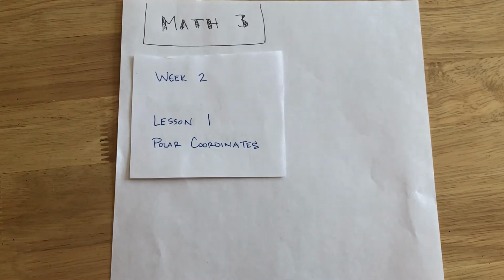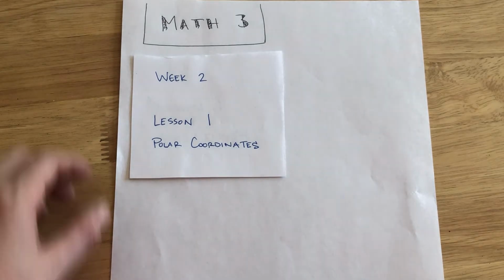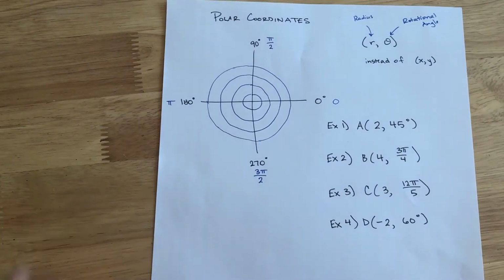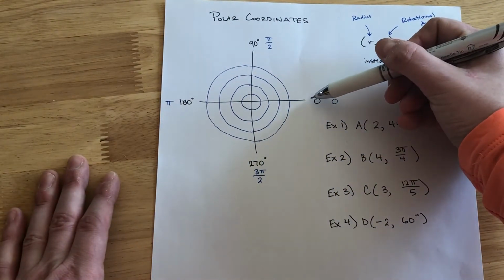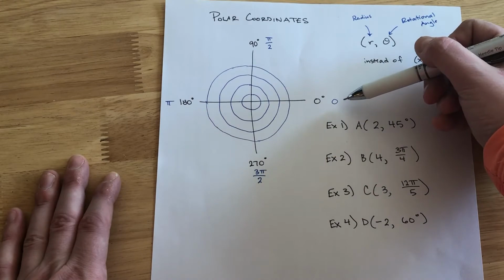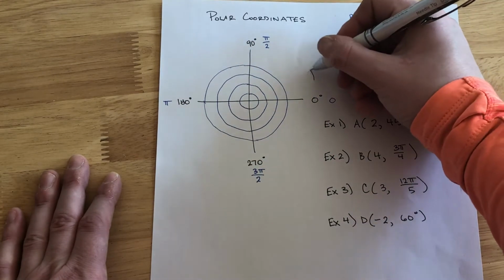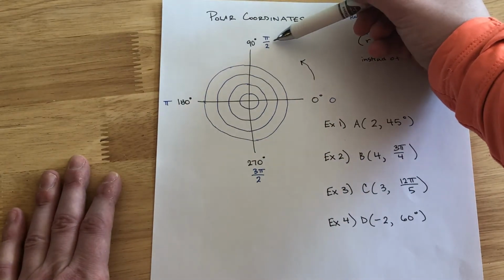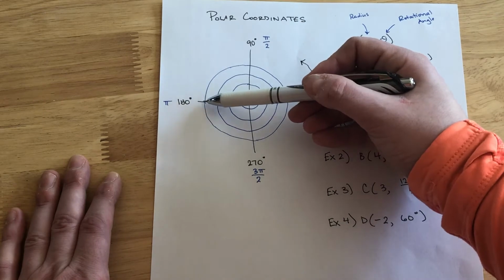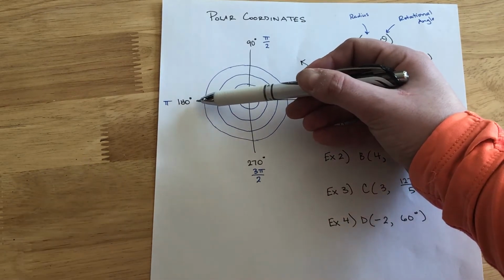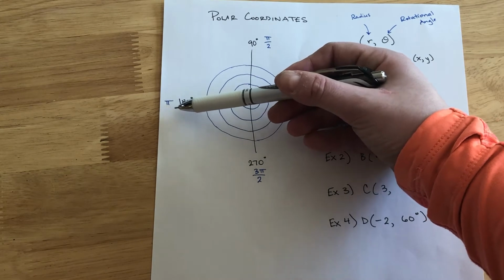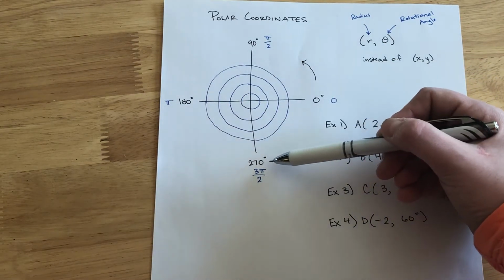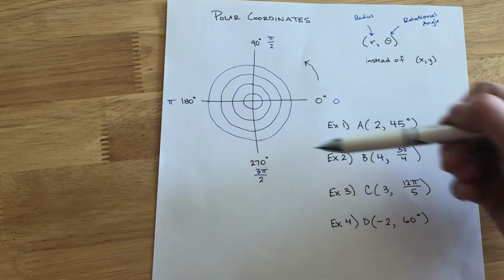We are here already at week 2, and this is lesson 1 for the week, and it's all about polar coordinates. So all of this time we have been working in the coordinate plane, and we have been measuring rotational angles starting on the positive x-axis at 0 degrees, also known as 0 radians. And if we rotate counterclockwise, we reach straight up at 90 degrees, which is also pi over 2. If we keep going, straight left on the negative x-axis is 180 degrees, which is also 1 pi radians. And then straight down on the negative y-axis is 270 degrees, also 3 pi over 2.